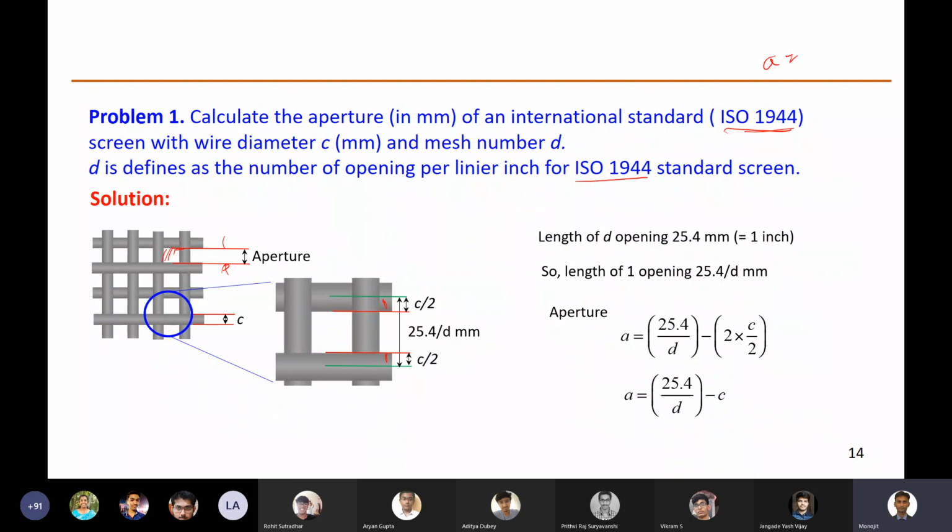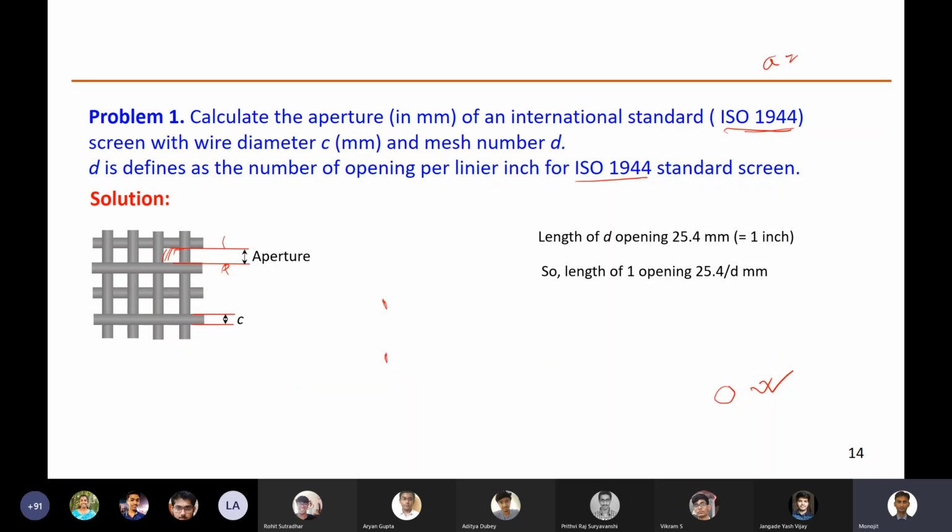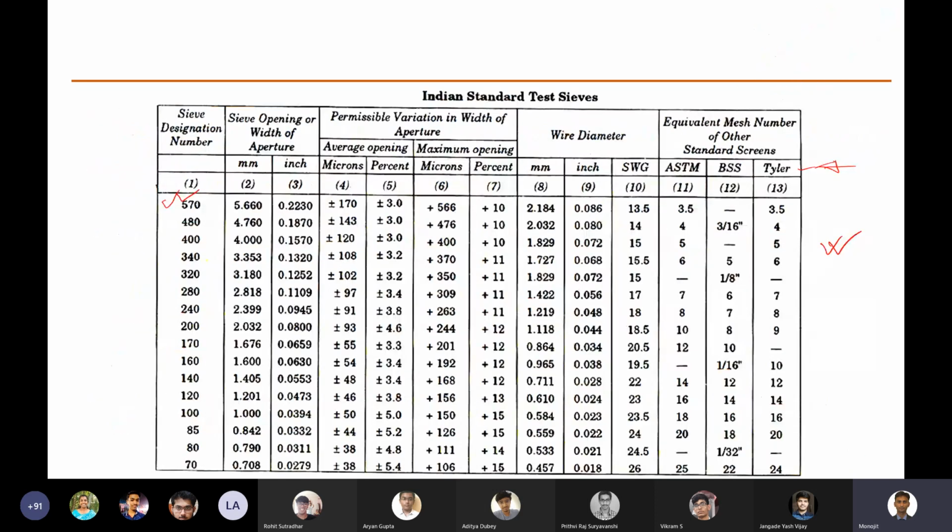So this is the relation between the mesh number as well as your aperture, but you need to know one piece of information, right? This is C, that is the thickness of the wire, you need to know, otherwise you cannot correlate these two. Now look, if you go back and see the table that I have shown you, the width of the wires they have specified somewhere. This is width of aperture. Okay, in most cases, yes, this is the wire diameter.